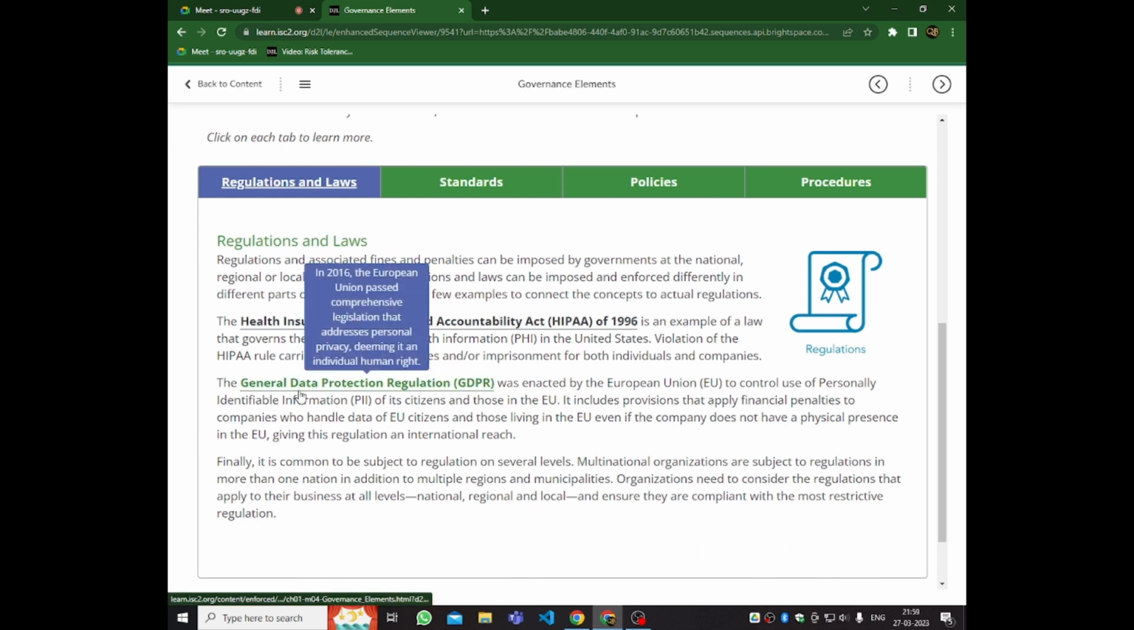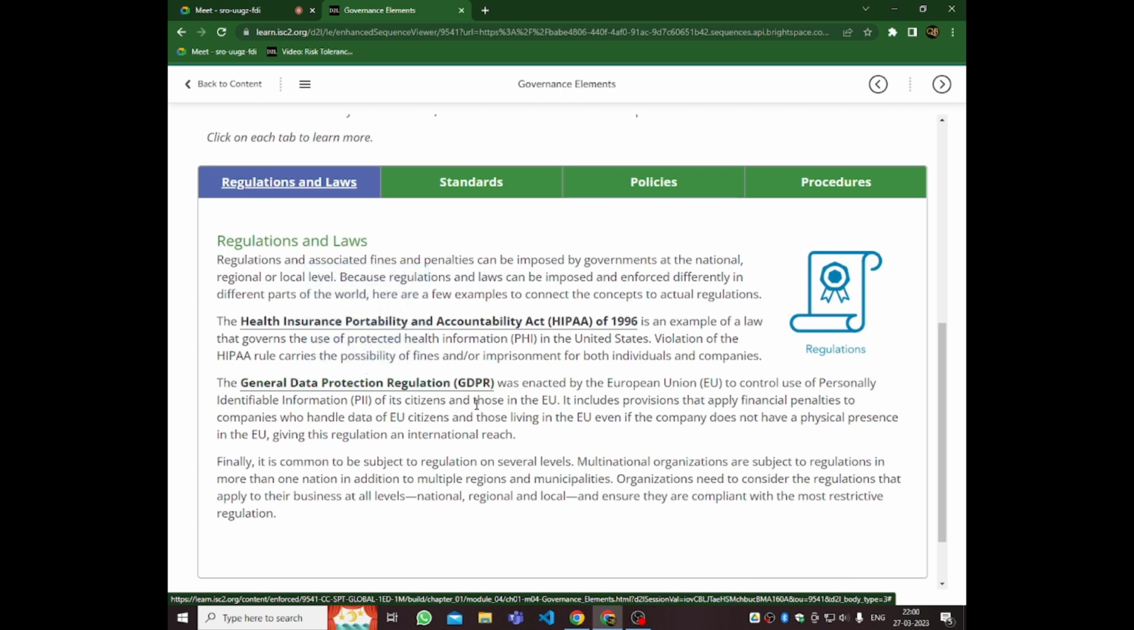GDPR, the General Data Protection Regulation. What is it? In 2016, the European Union passed comprehensive legislation that addresses personal privacy, deeming it an individual human right. GDPR was enacted by the European Union to control use of personally identifiable information, that is called PII, of its citizens and those in the European Union.